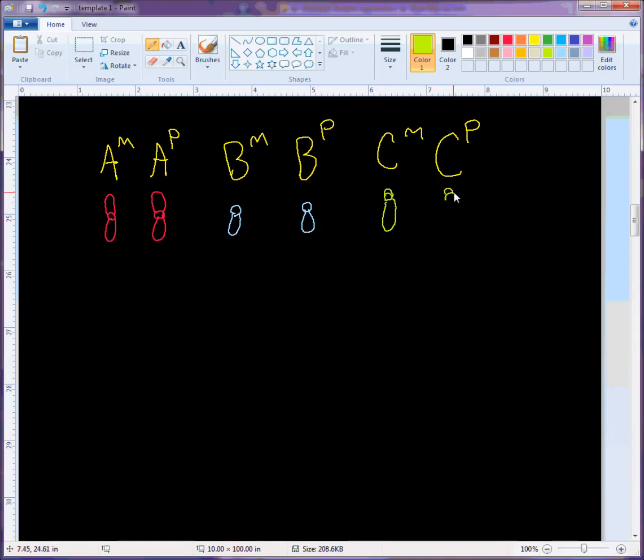Acrocentric is just the centromere is very close to the end. Telocentric, the centromere is on the end, and metacentric, that's easy. Centromere is essentially in the middle. So these are chromosomes, A from mom, A from dad, B from mom, B from dad, and so forth.